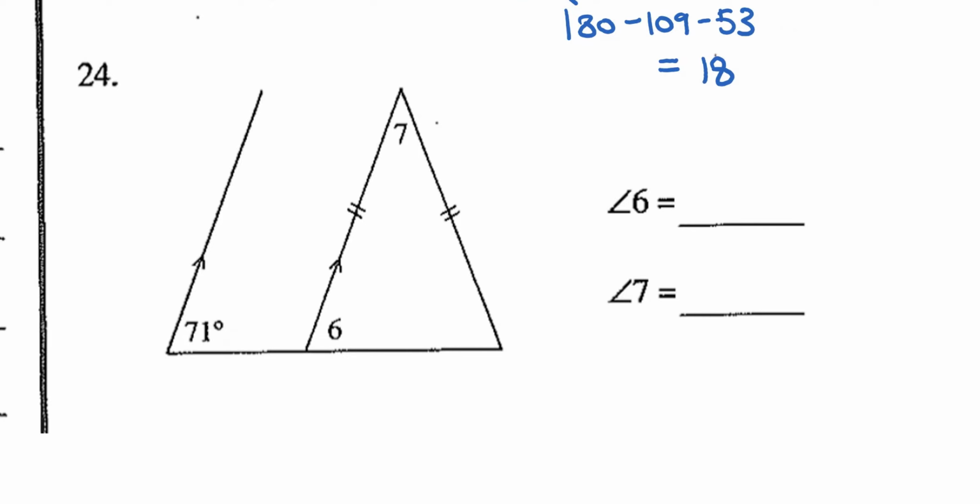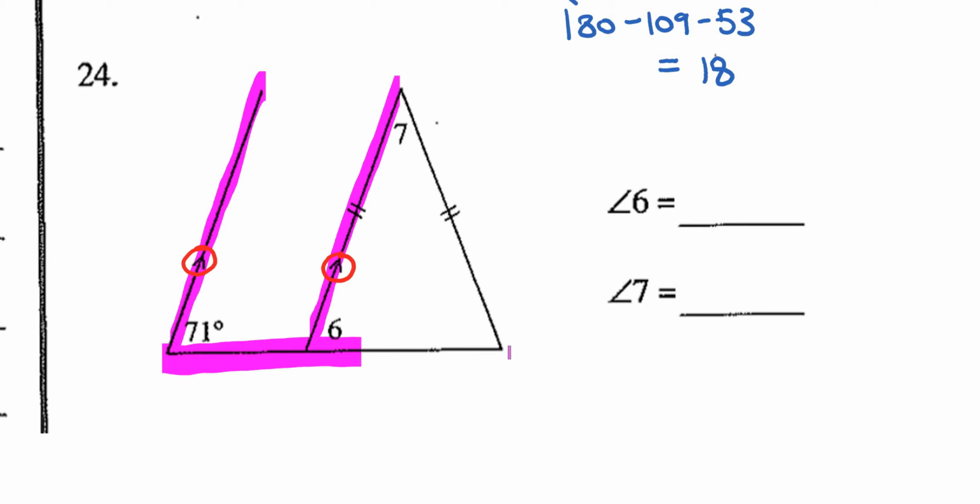Question number 24 here. For question number 24, this symbol here and this symbol there indicate that these two purple lines are parallel, and I can now draw a sideways F shape. So that means that these two orange angles have to be equal. So angle number six is going to be 71 degrees by corresponding angles.